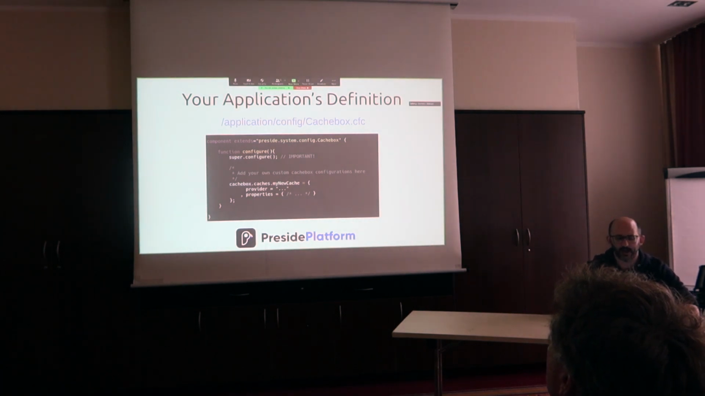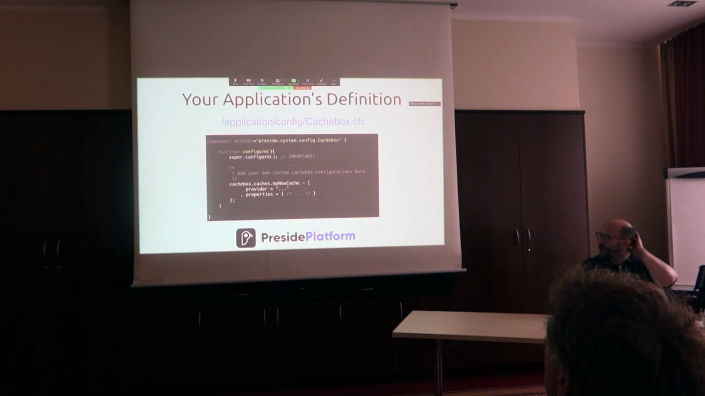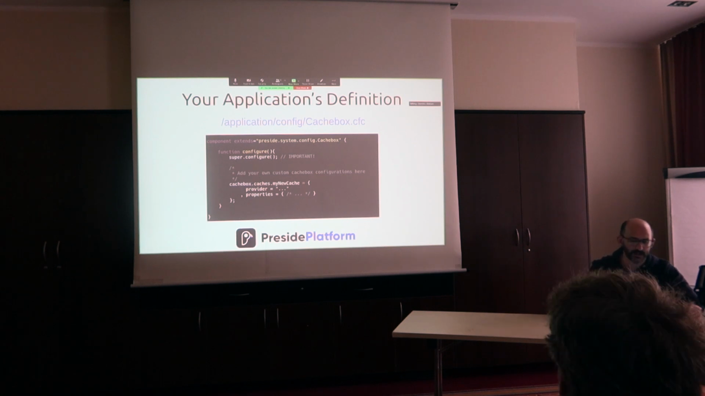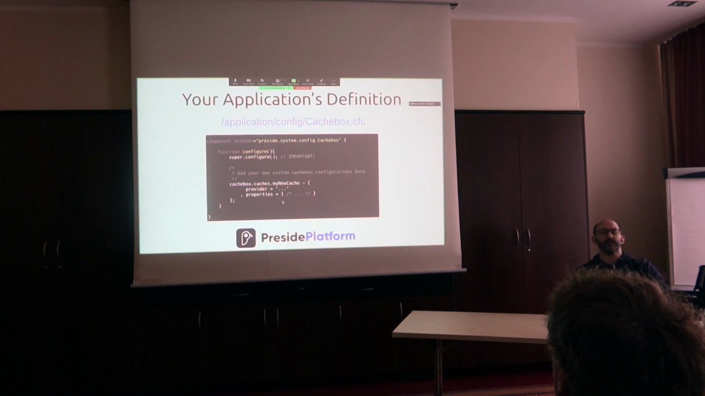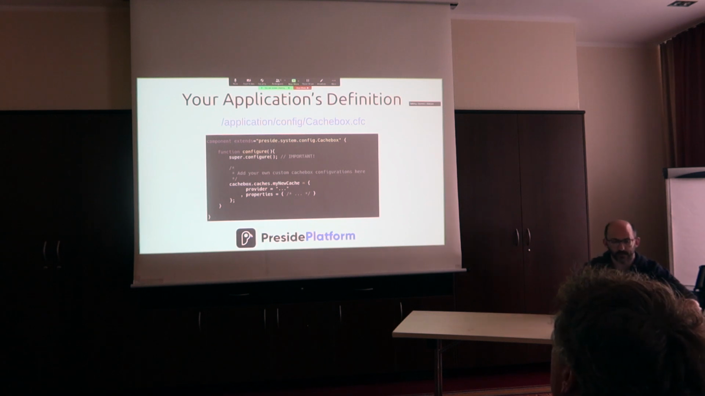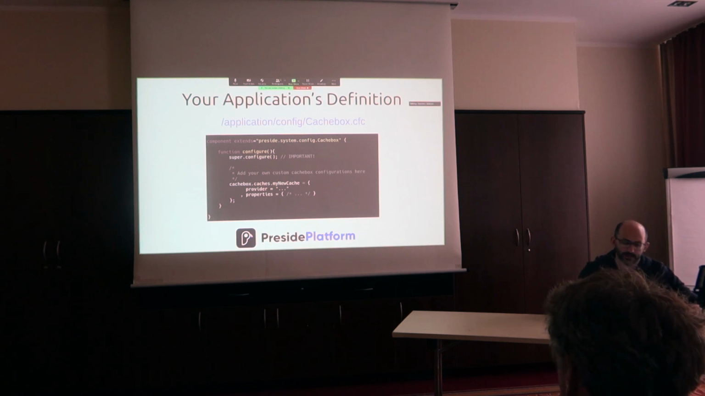So if you have a Cachebox CFC in your application, it should look something like this. It extends Preside system config Cachebox, has its configure method, and first of all, before it does anything else, it should do that. If it doesn't, things will break for sure. And then you can do whatever you like there. So you could add your own caches, or you could loop over all of the existing caches and change their provider. So you could change them all to REH cache provider instead, for example, and then tweak some properties based on that. But yeah, that's really it.